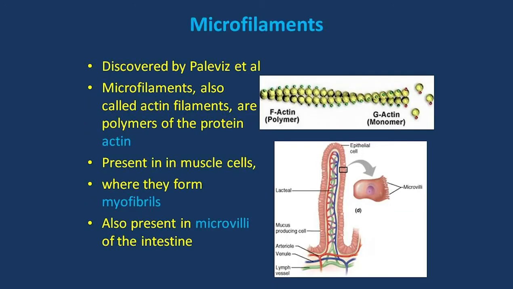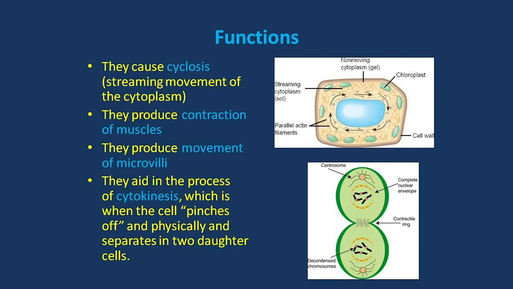Microfilaments were discovered by Pelvis and others. Microfilaments are also called actin filaments. They are polymers of the protein actin. They are present in muscle cells where they form myofibrils. They are also present in the microvilli of the intestine. They cause cyclosis, which is streaming movement of the cytoplasm. They produce contraction of muscles. They produce movement of microvilli. They help in the process of cytokinesis, which is division of the cytoplasm, in which the cell pinches off and physically separates the two daughter cells.